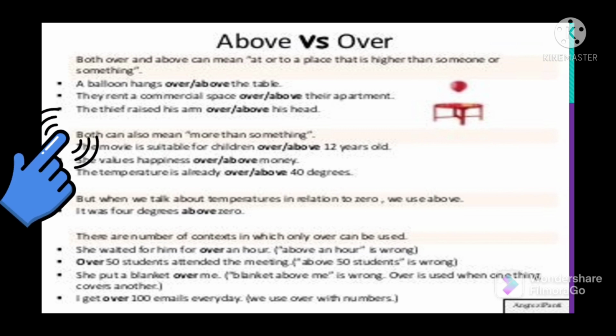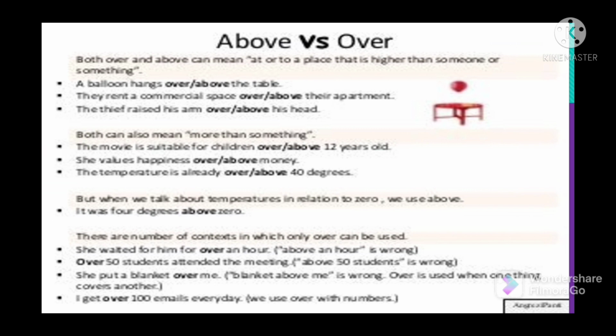Both can also mean more than something. For example, the movie is suitable for children over 12 years old, or above 12 years old. She values happiness over money, or she values happiness above money. That means money is secondary, but she gives importance to happiness. The temperature is already over 40 degrees, or above 40 degrees, is also correct. But when we talk about temperatures in relation to 0, we use above. It was 4 degrees above 0.